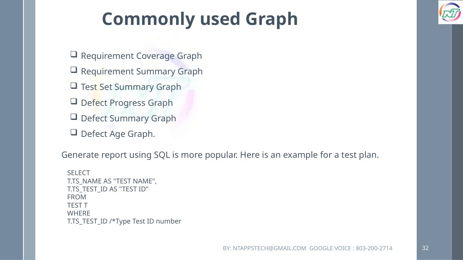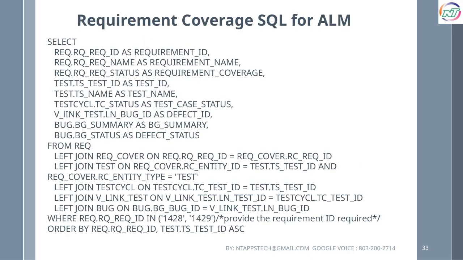Many teams prefer generating these reports using SQL queries because it provides flexibility and precision. For example, an SQL query can extract specific test names and IDs from the test plan, which then can be visualized in a graph for better insight. Combining these graphs makes it easier to identify gaps, track defect resolution over time, and assess the overall health of the project. This is especially useful for stakeholders needing quick, data-driven updates on project status. Let's move on to the next slide.